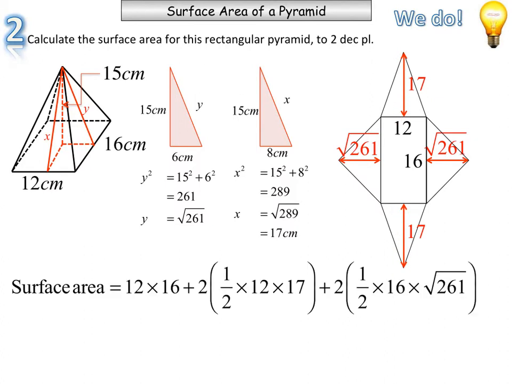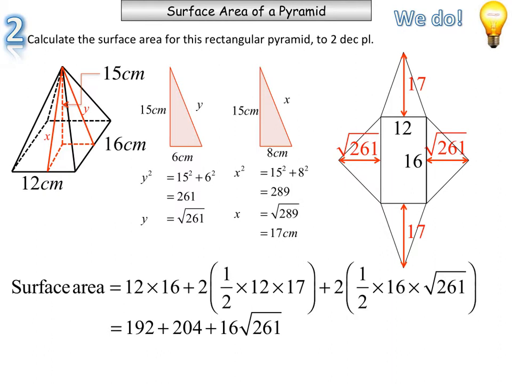Okay, so the surface area of this pyramid is going to be the area of that base, which is 12 by 16. Then we have 2 times the area of that triangle, which is a half times base times perpendicular height. And over here, that calculation is a half times base times perpendicular height, then multiply that by 2.